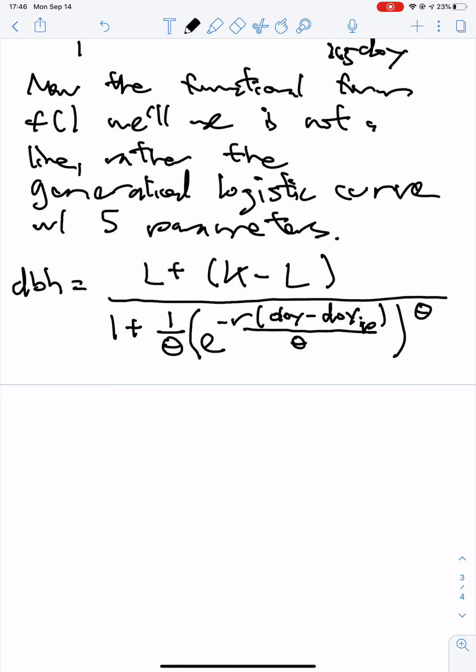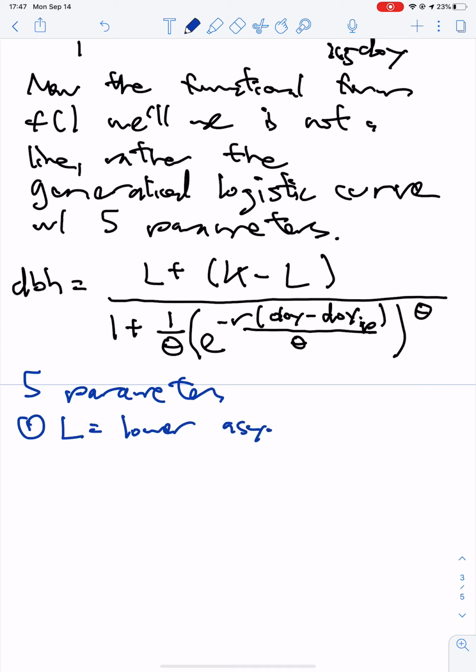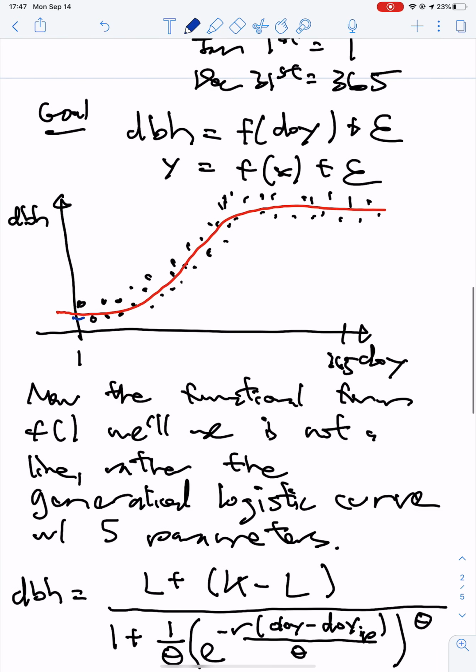But the key thing I want you to notice is the following. There are 5 parameters, and they actually have very intuitive interpretations. The first one, L, equals lower asymptote. This is something you must have seen in calculus, but a lower asymptote is that value down here. This is L. That is the starting point.